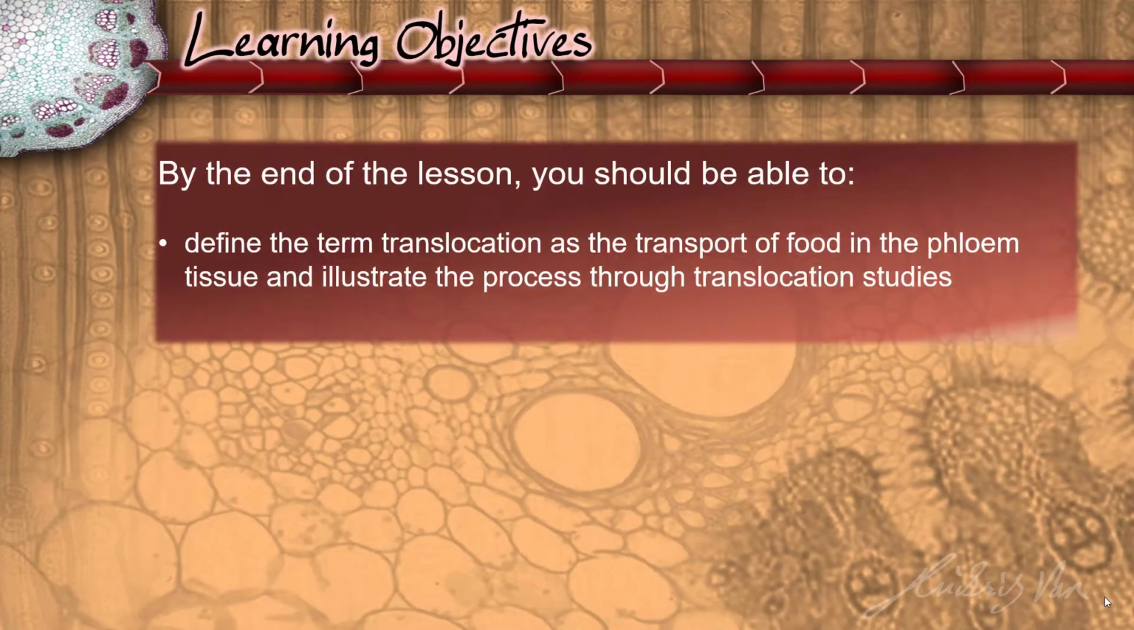So by the end of this lesson, you should be able to define the term translocation as the transport of food or dissolved food in phloem and illustrate the process through translocation study, which basically means that they can come up with some example and you should be able to say, this is evidence for translocation in the phloem.